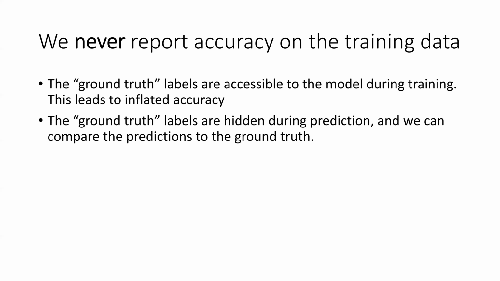This is why we always do it on a test set instead. So the ground truth labels are hidden during prediction or in the test set. So it doesn't have access to what actually happened. It's going to make a prediction, and then afterwards we can go and compare. And that's the way to report accuracy. Use it on a test set.